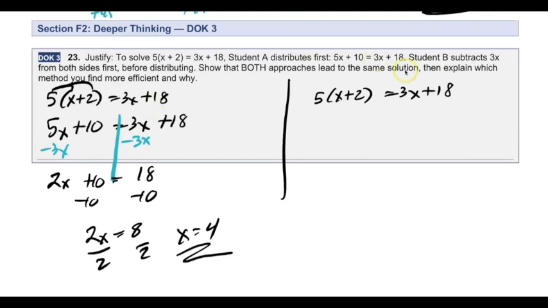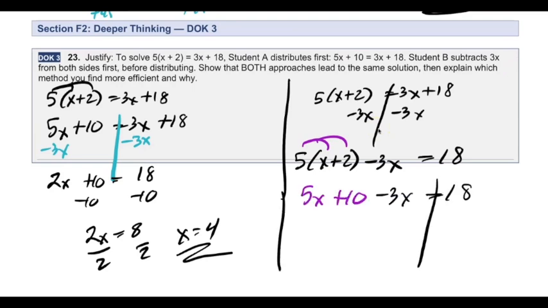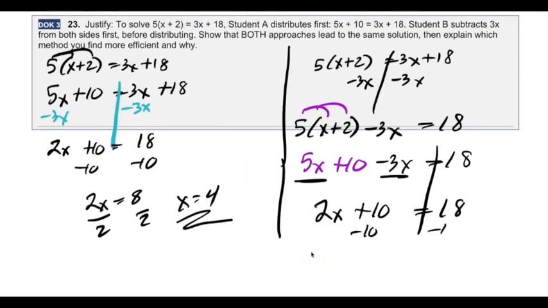Now over here, they want us to subtract 3x first, so we're going to minus 3x from both sides. So we're going to have this 5 times (x plus 2) minus 3x is equal to 18. And now they want to simplify. So we're going to distribute again, only to these two, keep everything else the same. Then we're going to add up like terms, 5x and negative 3x, and we get 2x plus 10 equals 18, which is right where we were right here. Exact same spot. So minus 10, 2x is equal to 8, divide by 2, x is equal to 4.